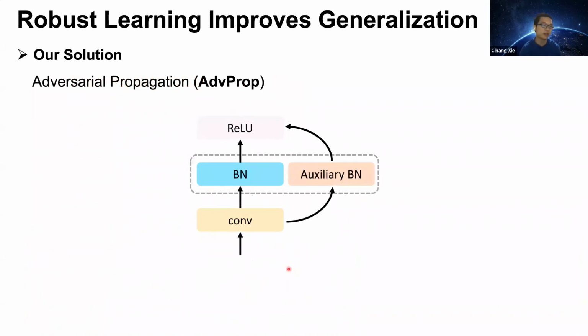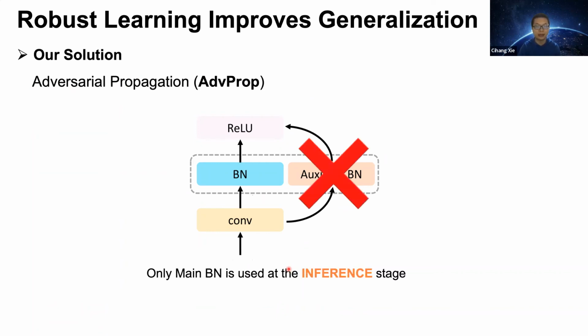And we name our method adversarial propagation because in the normalization layer we do a very special handling of the clean signal and adversarial signal. And for this auxiliary BN, we just throw it away at the testing stage, and we only use the main BN for inference for all the evaluations.